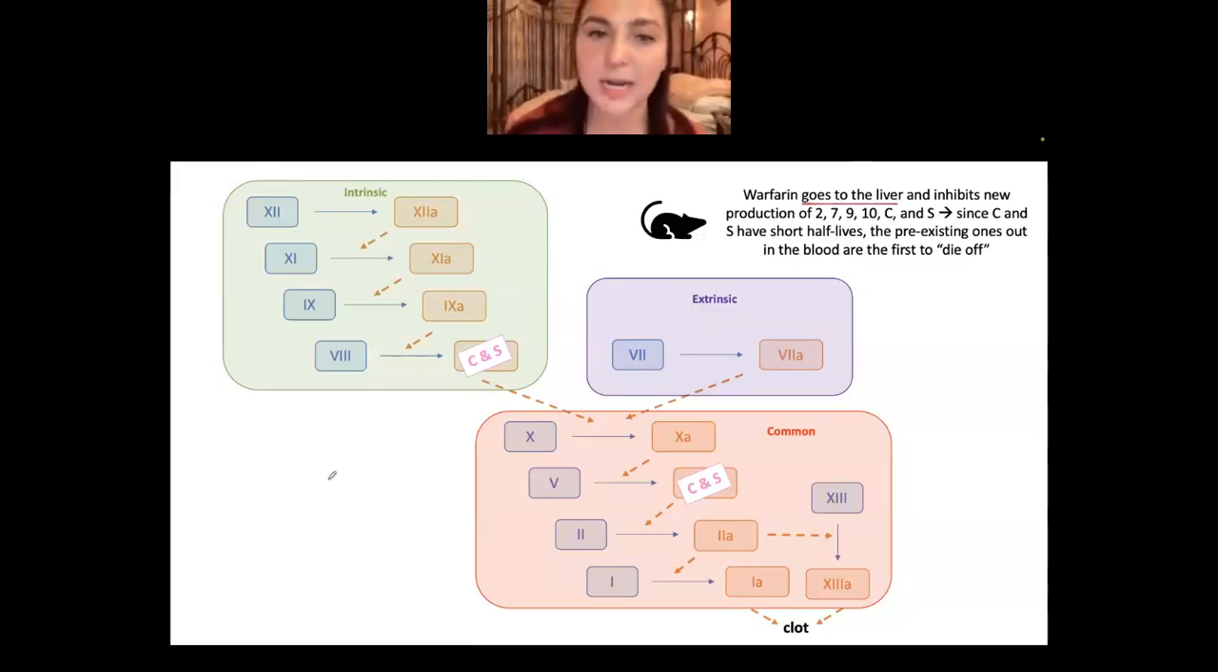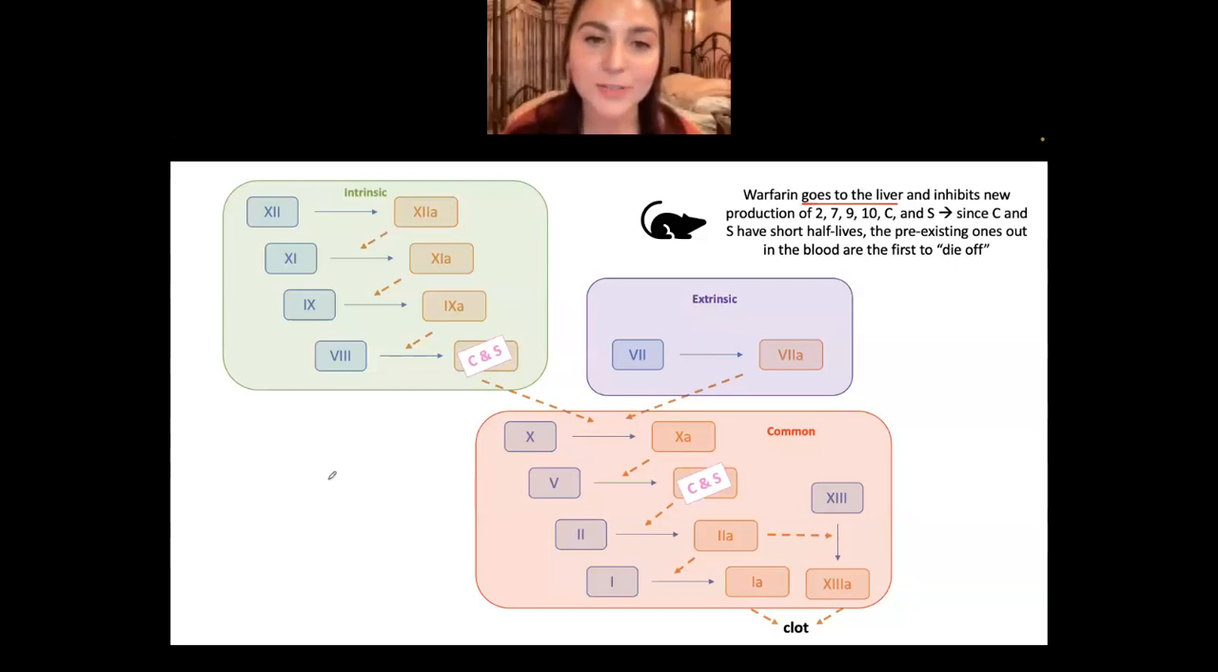Remember, it's not knocking these off right away. It goes to the liver. It actually doesn't do anything to these guys yet. It goes to the liver, and it's like, hey, I need to stop new production of factors 2, 7, 9, 10, protein C and protein S. I don't need any more of those being made.